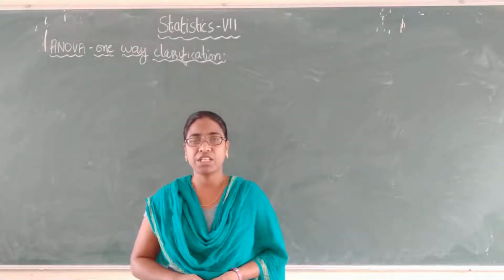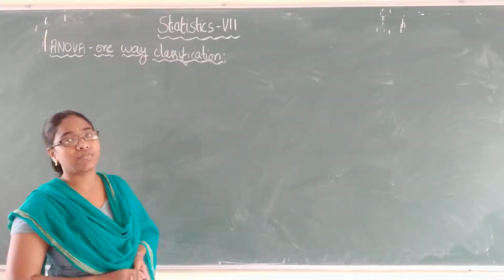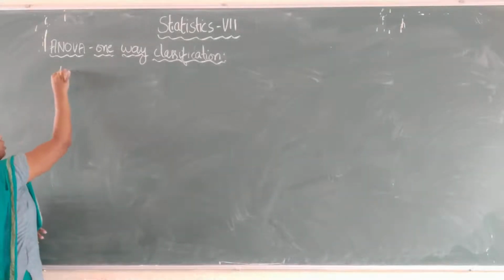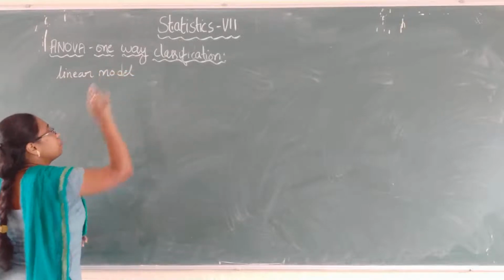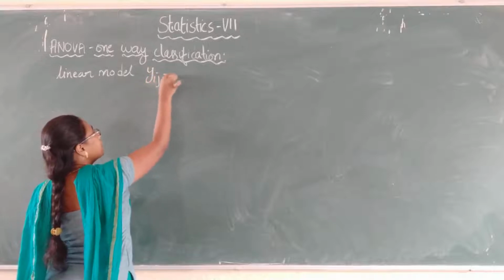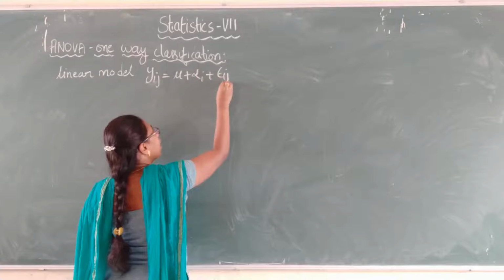ANOVA one-way classification. Till now, in the previous classes, we have seen what the classification of one-way ANOVA is, and next we have seen the linear model. What is the linear model? The linear model for ANOVA one-way classification is given as Yij equals mu plus alpha i plus epsilon ij.